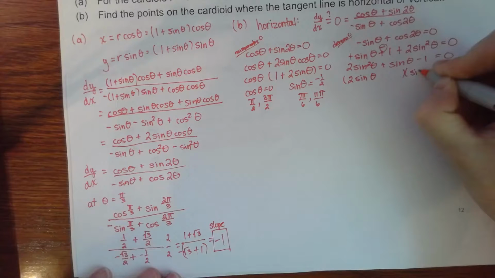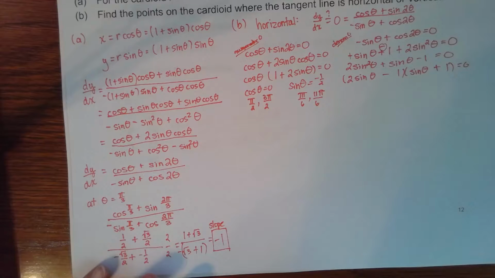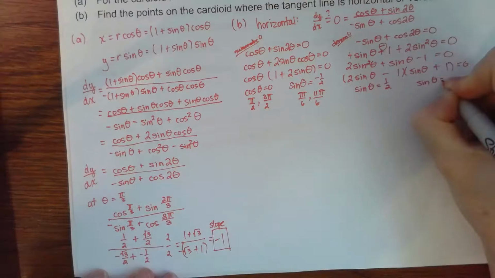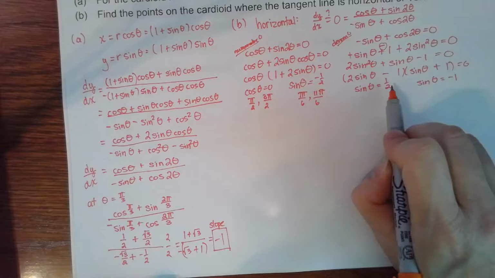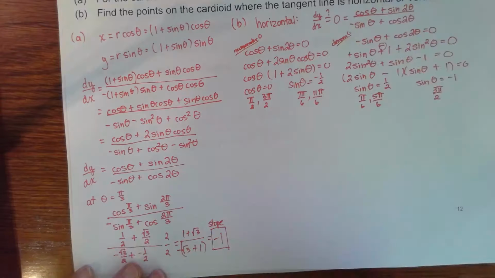Put 2 sine theta here and sine theta here. Okay, and I know that I have to have a 1 and 1. I want this one to be positive, so I need the 2 to be bigger and the 1 to be smaller. So that gives me sine of theta is a half, or sine of theta is negative 1. Okay, well, the sine of theta is positive 1/2 in the first and second quadrant, so that will be at pi over 6 and 5 pi over 6. And then sine is negative 1 at 3 pi over 2.